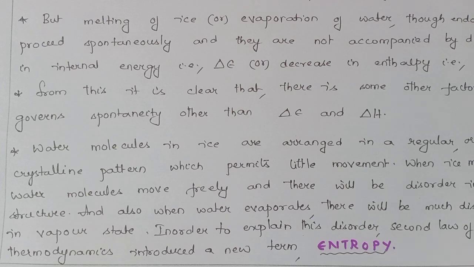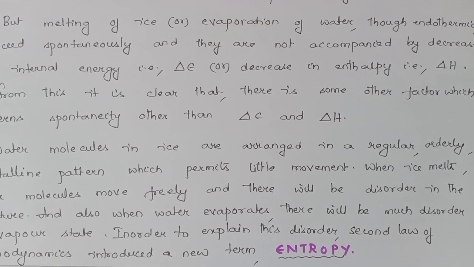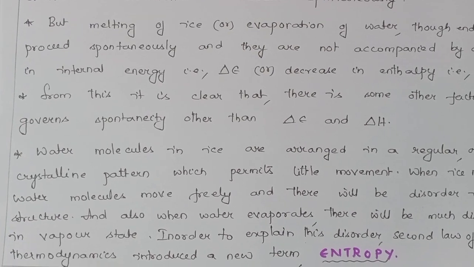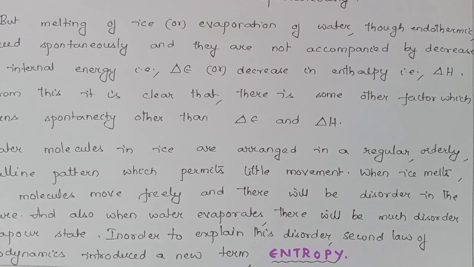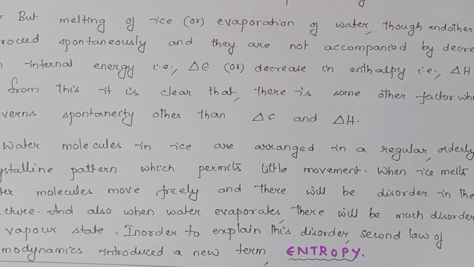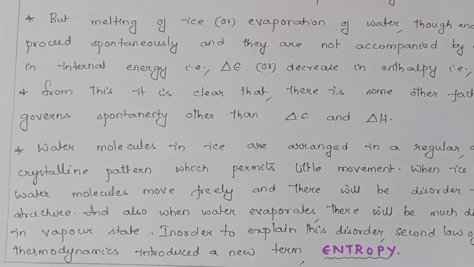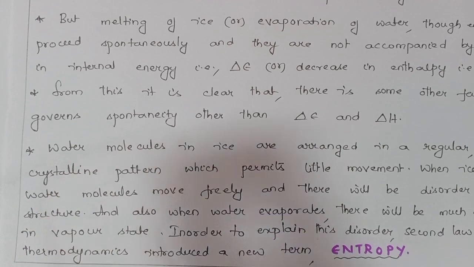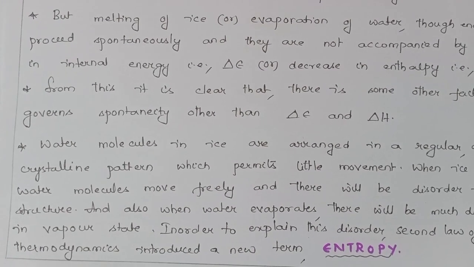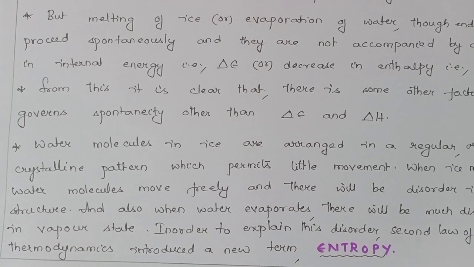Water molecules in ice are arranged in a regular, orderly, crystalline pattern which permits only little movement. When ice melts, what happens? The water molecules move freely and there will be disorder in the structure. And also when water evaporates, that means when it converts into gaseous state, there will be much more disorder in the vapor state. In order to explain this disorder, the second law of thermodynamics introduced a new term, entropy. So this is all about the limitations of the first law of thermodynamics, and spontaneous and non-spontaneous processes and the examples under these processes.